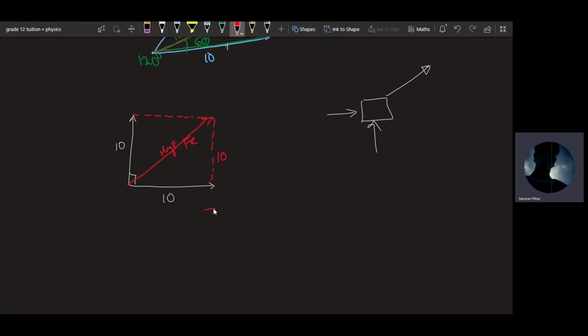Because what's that size going to be? FR squared is going to be 10 squared plus 10 squared, isn't it? So we take the square root of both sides. FR is equal to the square root of 100 plus 100, the square root of 200. And whatever the square root of 200 is, we know it's definitely not equal to 10. So it can't be 90 degrees. Hope you understand that. So it's simple.